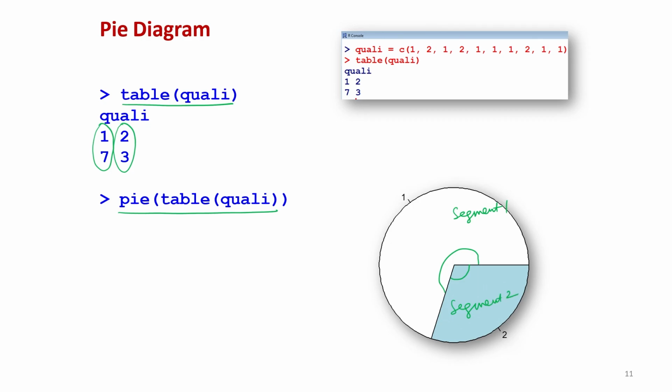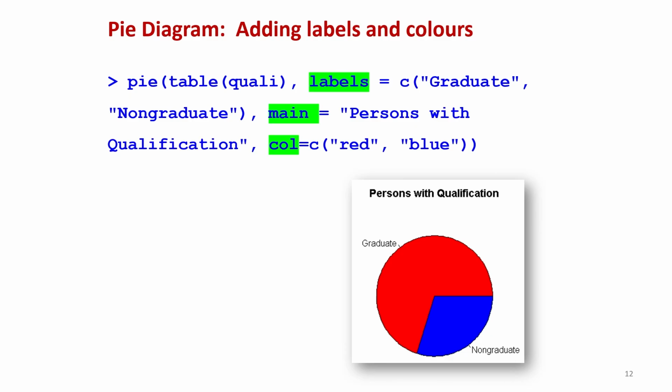So now different types of information can be embedded into the graph, so that these graphs can be made more informative. How? Suppose I want to give labels like graduate and non-graduate, so that it is easier to understand which segment is representing what. For that I can use the command labels inside the pie command, and I can give the words graduate or non-graduate which I want to print on the graph in double quotes, and these categories have to be given in the format of a data vector.